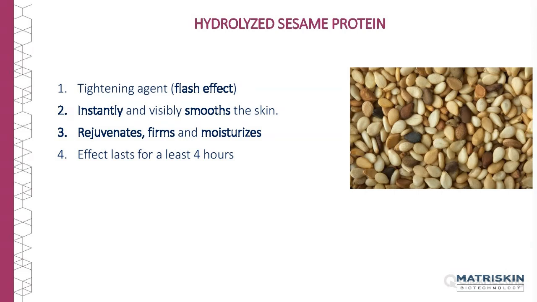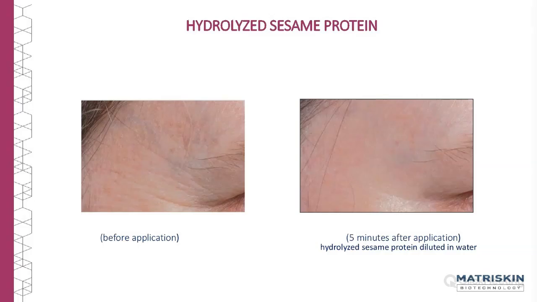It contains hydrolyzed sesame protein. This is an ingredient utilized for its immediate tightening or flash firming effect that it has on the skin. And it instantly produces a smoother appearance that lasts for effectively 4 hours upon application. So this is both going to provide a long-term benefit to the skin and a short-term benefit of improving the look of the skin immediately.